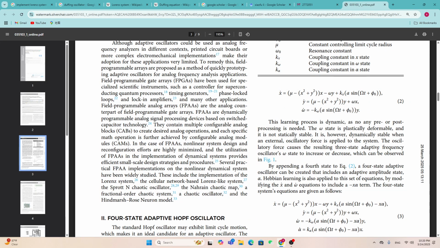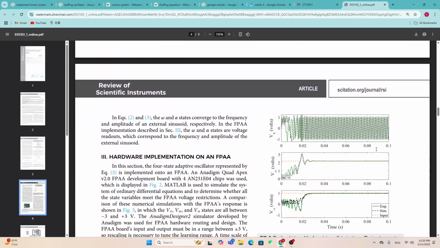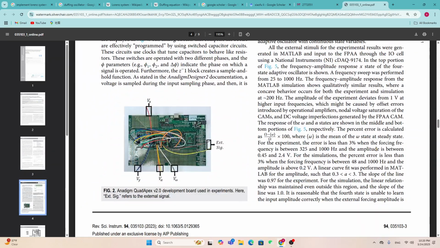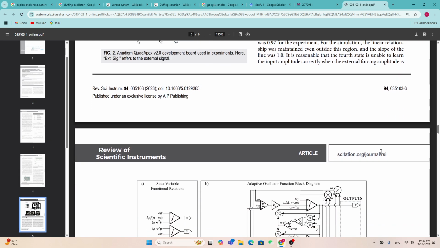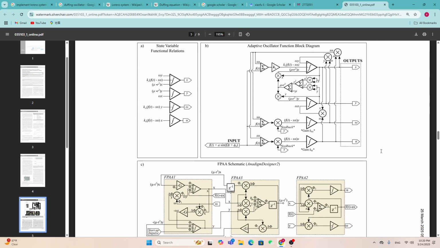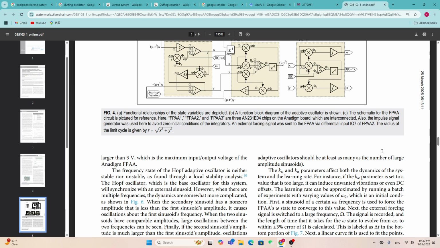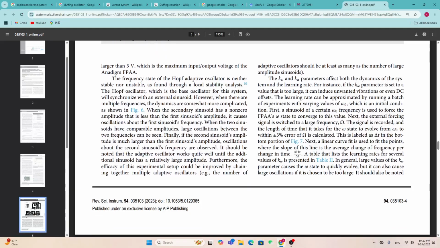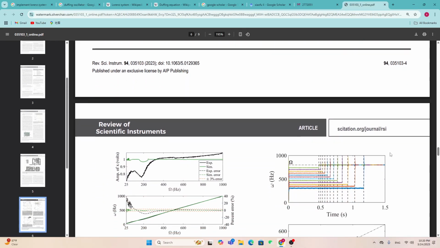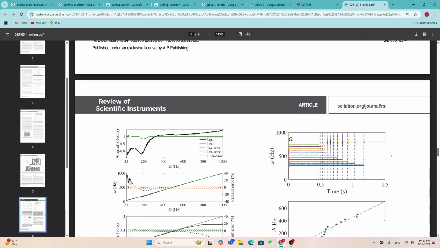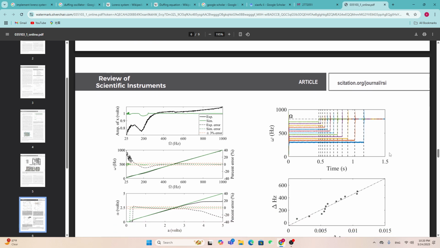To take a look at how I use FPAA to implement this nonlinear system or nonlinear oscillator, I was using the Anadigm FPAA and the Anadigm FPAA simulator. It's very useful. I would say FPAA is really a fast prototyping tool which you can utilize to quickly demonstrate your experimental results, especially mapping from a math equation into an analog circuit system.